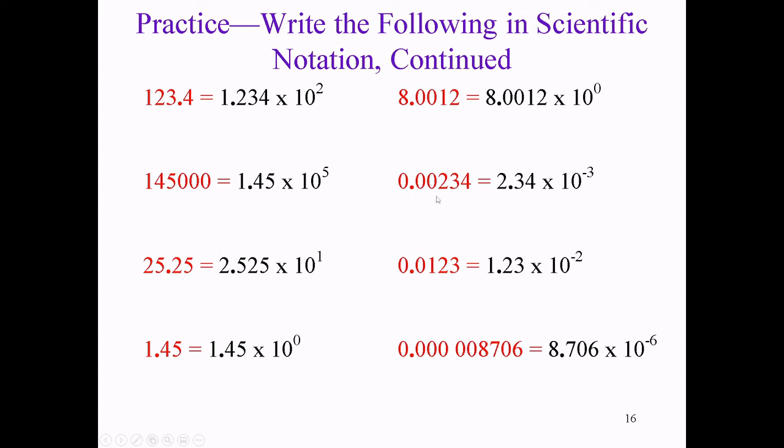And over here, we have the smaller values with their negative exponents. And again, we're not going to write out these leading zeros here either, just the 2.34 that we need.